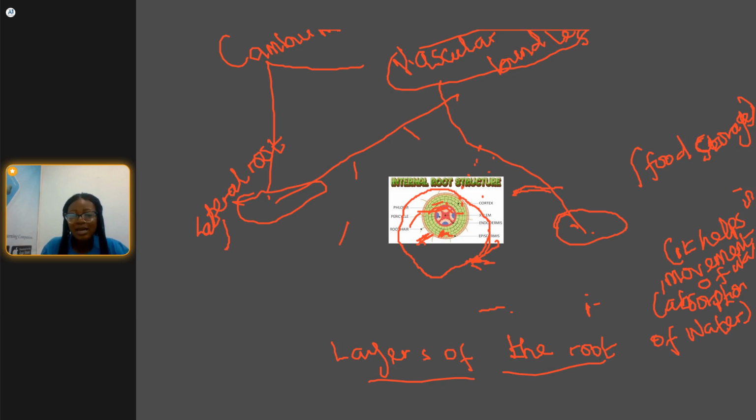Okay, so xylem carries water and mineral salt and transports it to other parts of the plant, while the phloem carries food to the other parts of the plant. So that is the function of the phloem. So don't forget, the phloem, xylem, and cambium are called vascular bundles. In case the cambium is not there, then the phloem and xylem are called vascular bundles. Okay, I believe you understand the internal root structure.